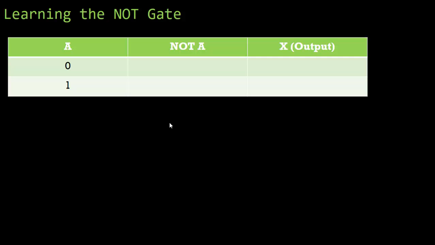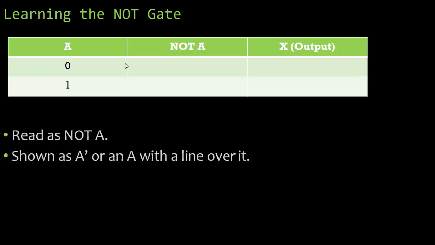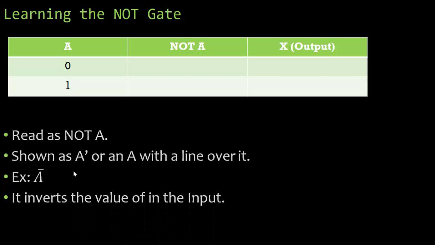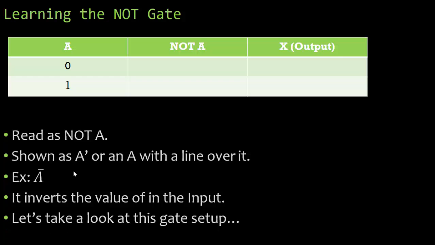So the next gate is a NOT gate. And with a NOT gate, there's only going to be one input. And so we just have input A here. When A is 0, all we're going to do is simply invert it. This is read as not A. It's shown as A with an apostrophe or A with a line over it, like this. You can see an A with a line over it. That means not A. It inverts the value of the input. So let's take a look at this gate setup and then come back and fill out this truth table.